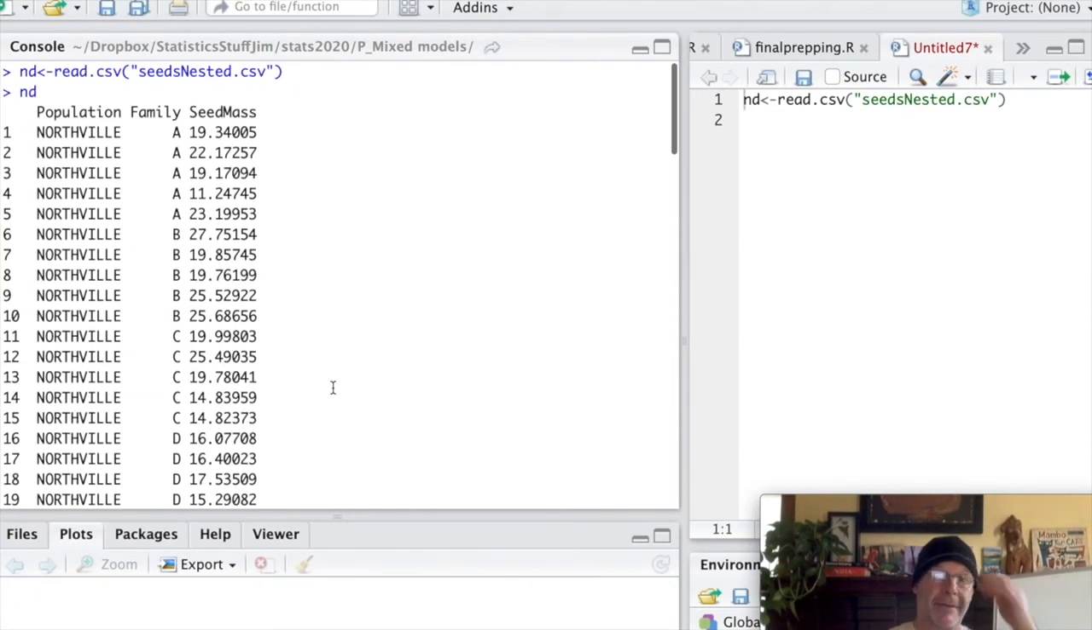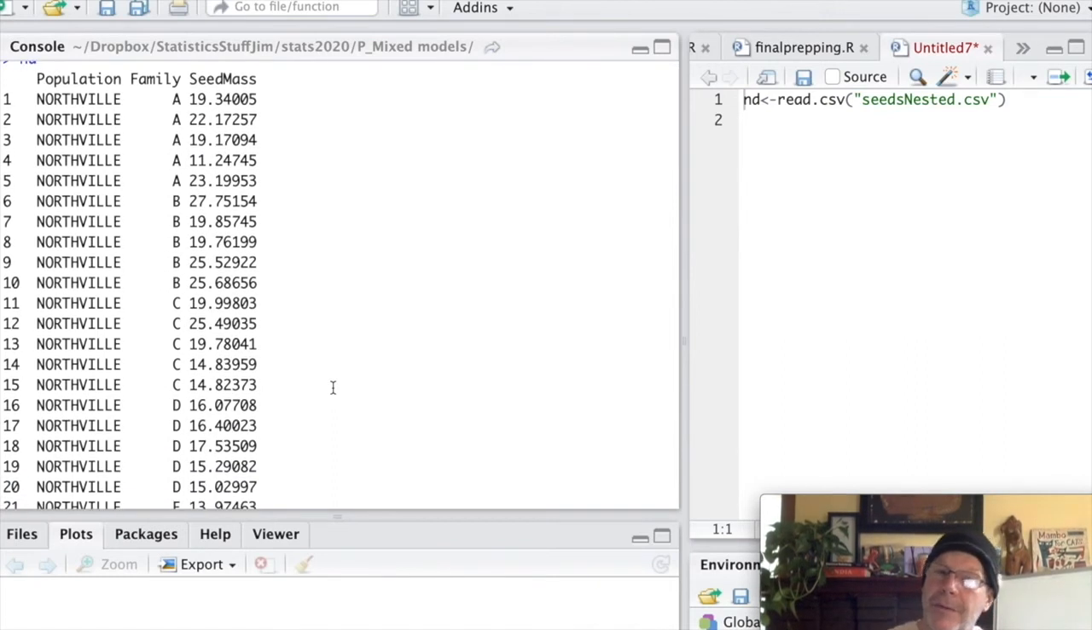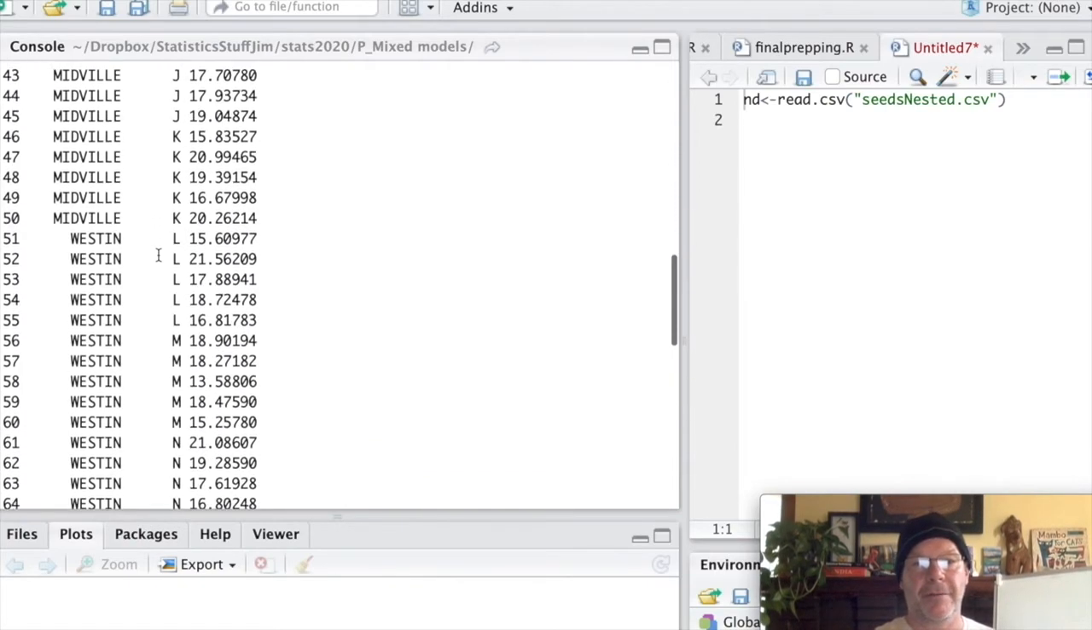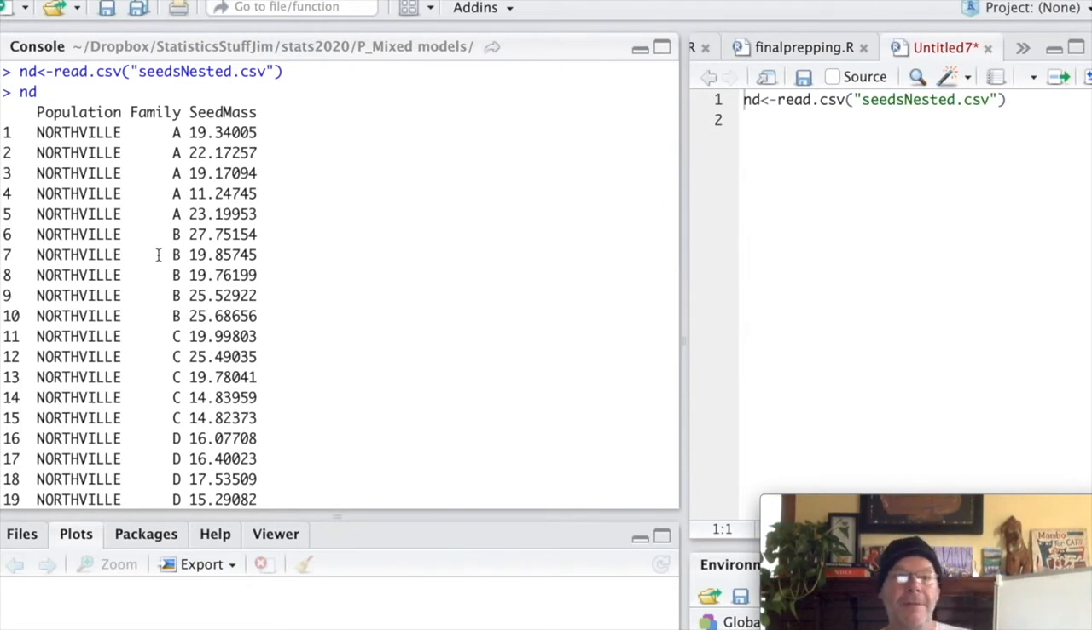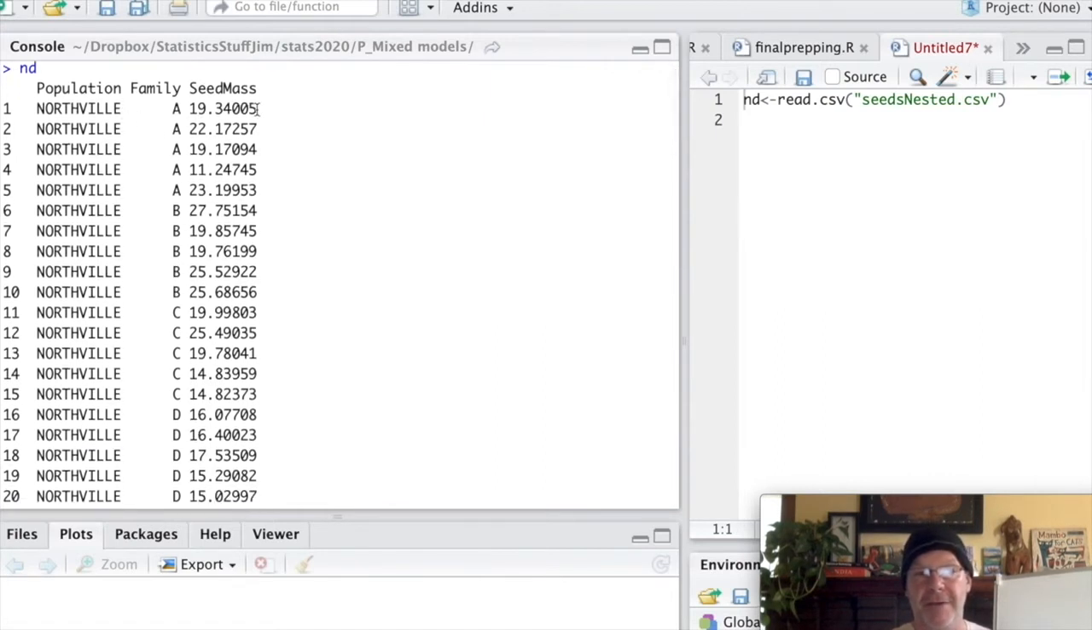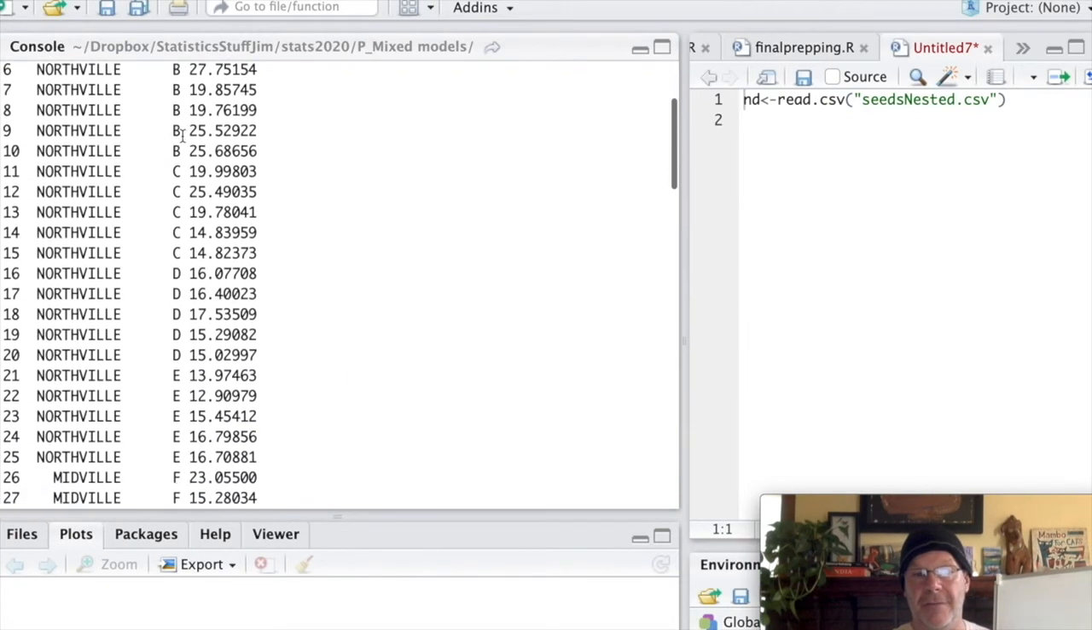Okay, so what do we have here? The scenario with this kind of design for this example is that there are 4 different populations that we're interested in, cleverly called Northville, Midville, Weston, and Easton. See what I did there? What we'd like to know is whether the seed mass of a particular species of plant varies among these different populations that we've identified. From each population, we took 5 seeds from each of 5 families.